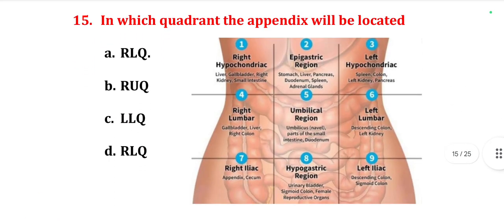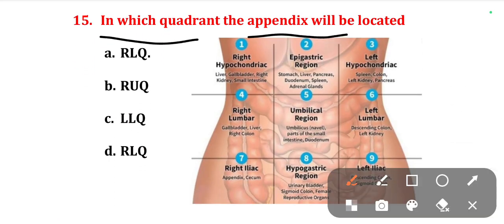The next one: in which quadrant will the appendix be located? The options are right lower quadrant, right upper quadrant, left lower quadrant, right lower quadrant.